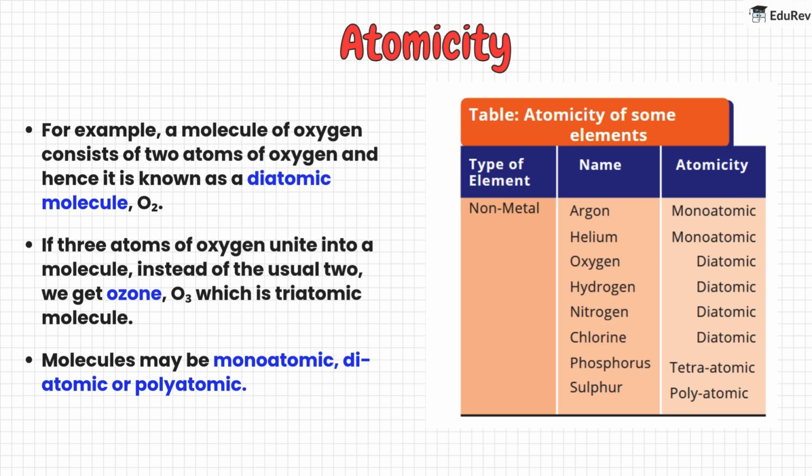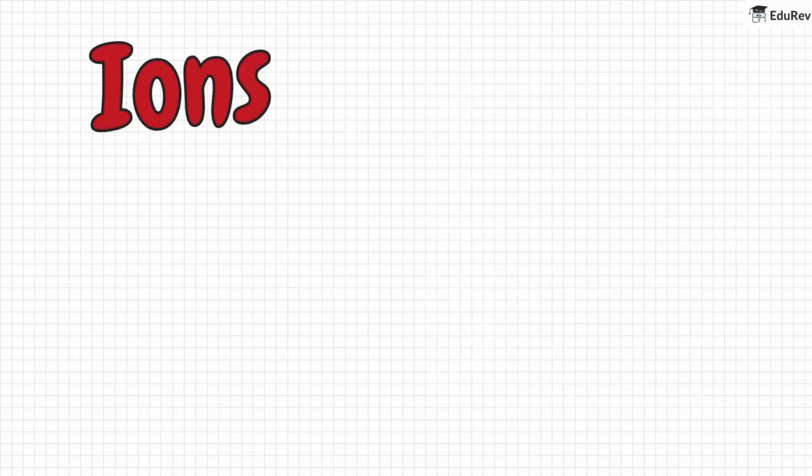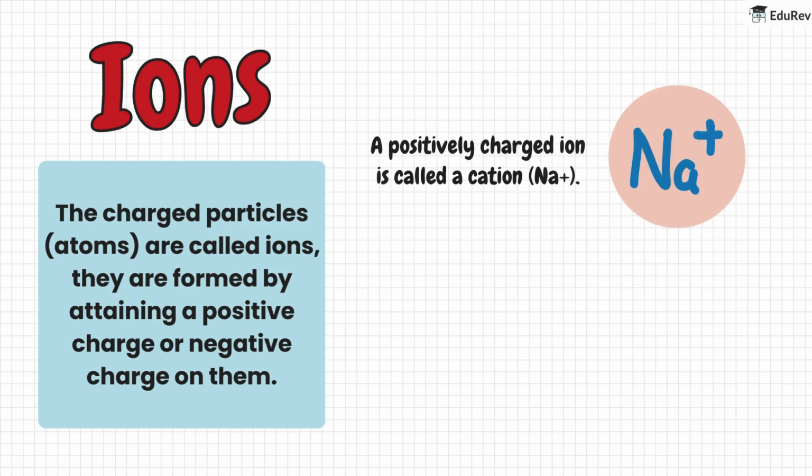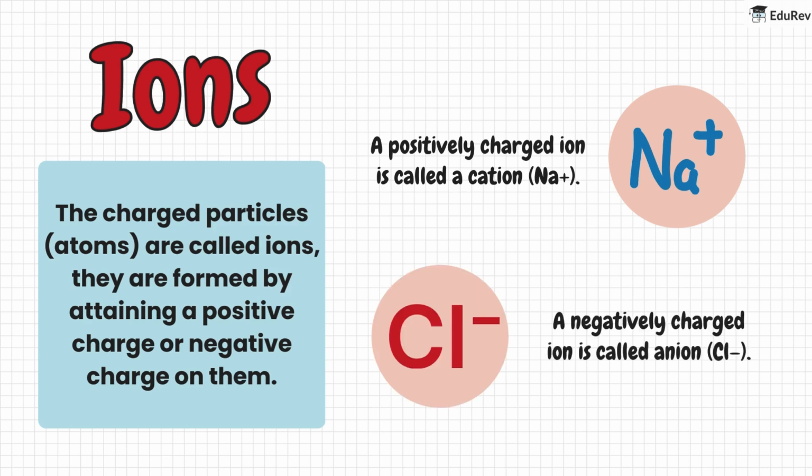Now, what are ions? The charged particles or atoms are called ions. They are formed by attaining a positive charge or negative charge. A positively charged ion is called a cation, for example, sodium ion. A negatively charged ion is called an anion, for example, chloride ion.